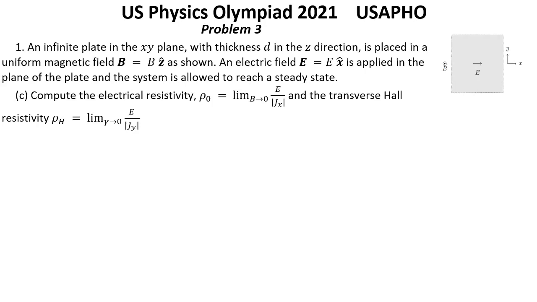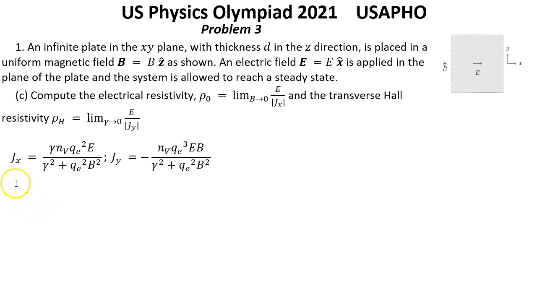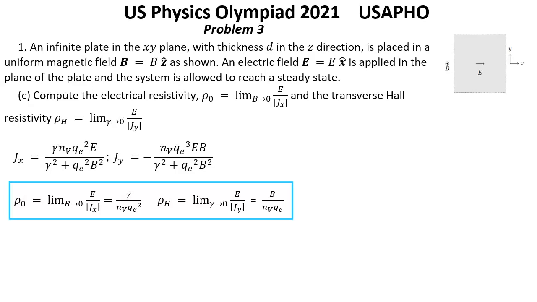Solution. Using the result in question B, we can write that Jx equal this one and Jy equal this one. And from here we immediately can get the result. ρ0 equal gamma over NV multiplied by QE square, and ρh equal B over NV QE. That was the solution for question C.